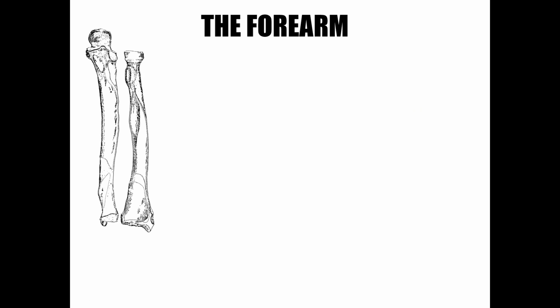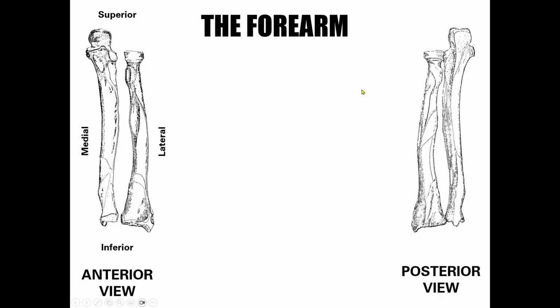Now let's review the bones of the forearm, which are the radius and the ulna. The radius and the ulna are in your lower arm. On the medial side, so your pinky side, is the ulnar bone, and on the lateral side, which is your thumb side, is the radius. So we have an anterior view and a posterior view of these bones, and let's go through the features.